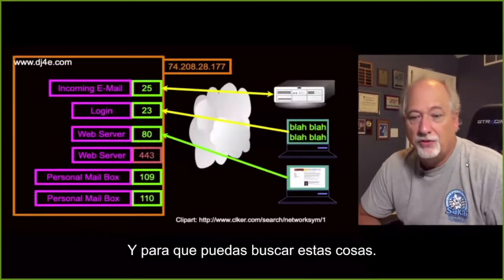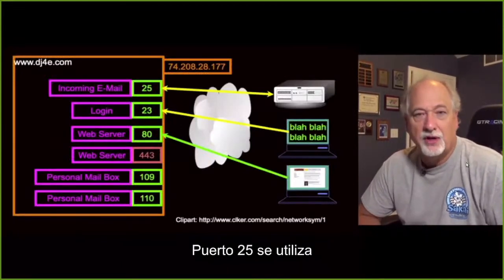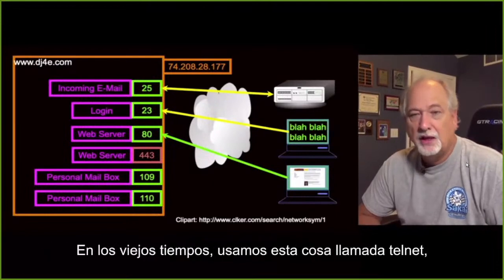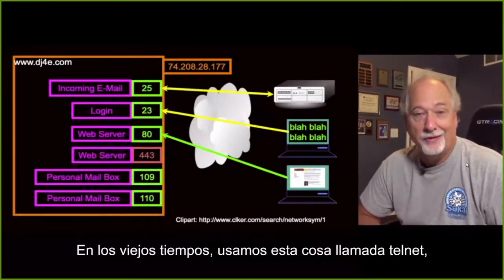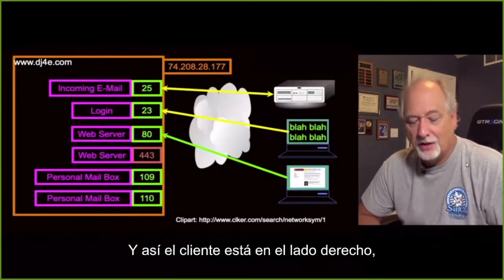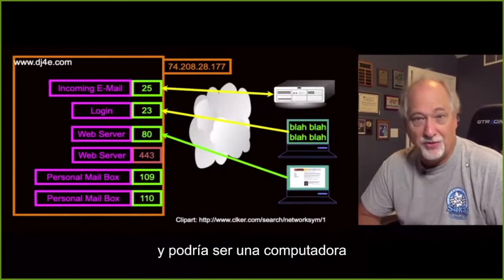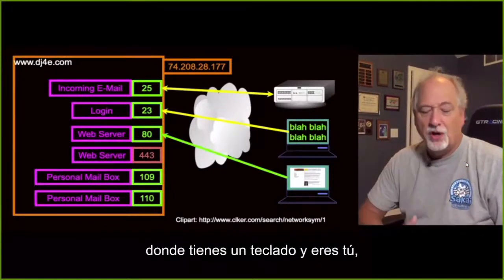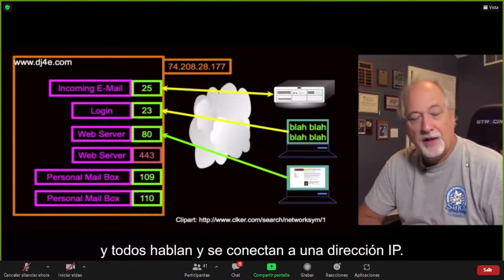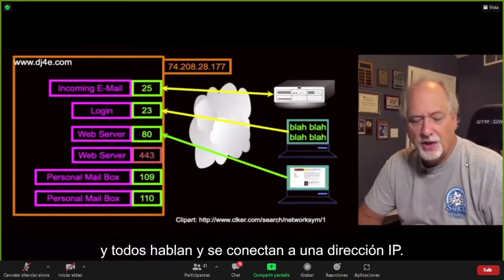And so you can look these things up. Port 25 is used for email, server-to-server communication. In the old days, we used this thing called Telnet. We'll talk about that on port 23. And so the client is on the right-hand side, and it might be a computer where you've got a keyboard and it's you, or it might be a server that's got some mail that's being forwarded from somewhere, and they all talk and they connect to an IP address.